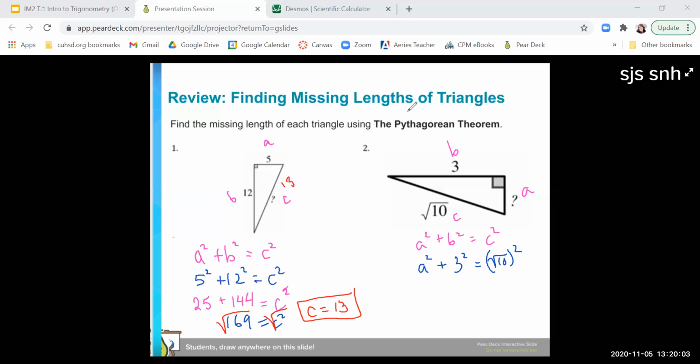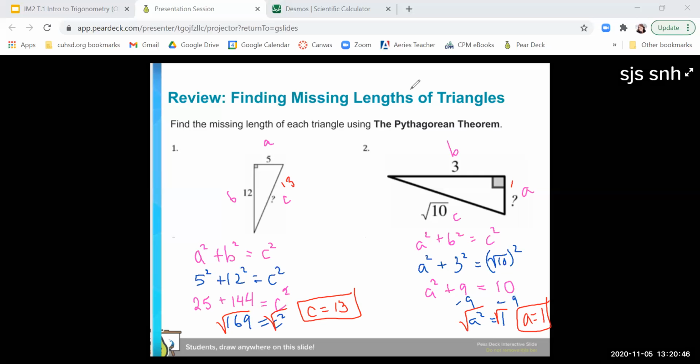And again, I'm just going to work through this problem and try to solve for A. So I have A squared plus 3 squared, which is 9, equals the square root of 10 squared. When we take the square root of 10 and then square it, we actually just get 10 back out. The square root and the square undo each other. So now get A by itself, subtract 9, and it looks like we get A squared equals 1. And 1 times 1 is 1, so A is 1. So there's our missing side: it's a 1.